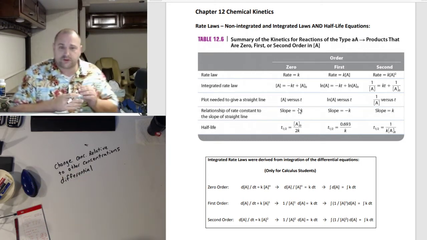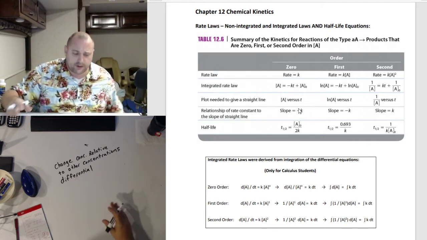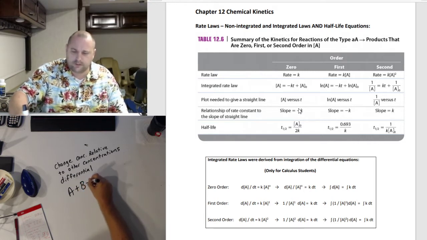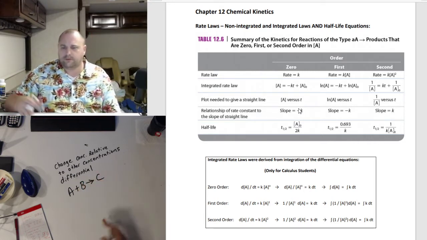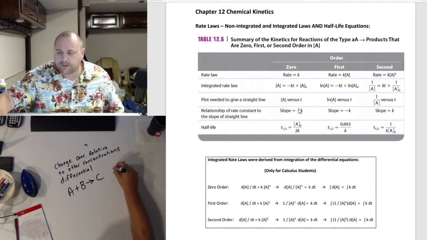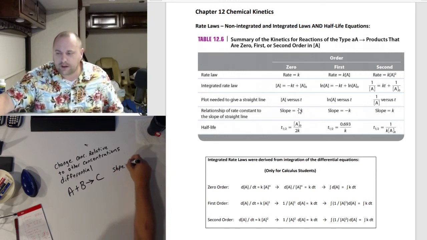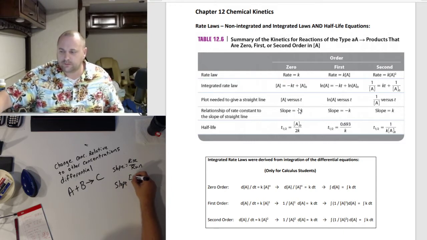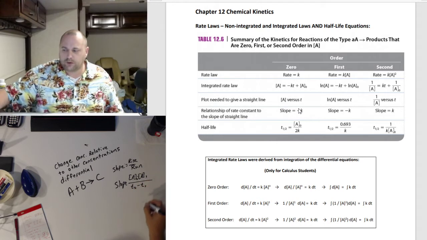And the book goes through and they do a whole bunch of math, but really you don't need to. You can do the math, I don't care. So you want to find the slope. Remember, it's rise over run. In other words, you're going to take your change in concentration, R2 minus R1, over time 2 minus time 1.